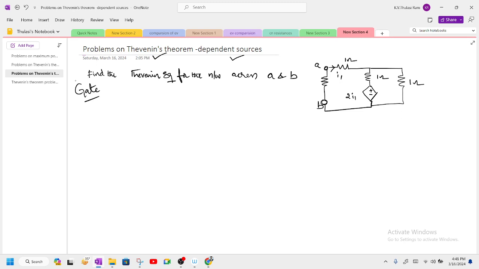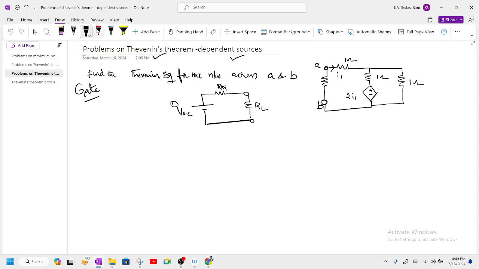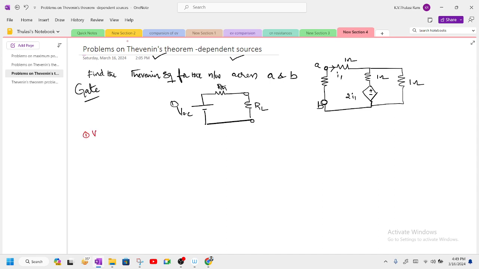So already you know that the Thevenin's equivalent will consist of a voltage source VOC and a Thevenin's resistance. So this is the Thevenin's equivalent, and here you are going to have the load resistance. First you have to find the open circuit voltage, and second you need to find the Thevenin's resistance. So this is what we have to find out. So first step, let us try to find the open circuit voltage.